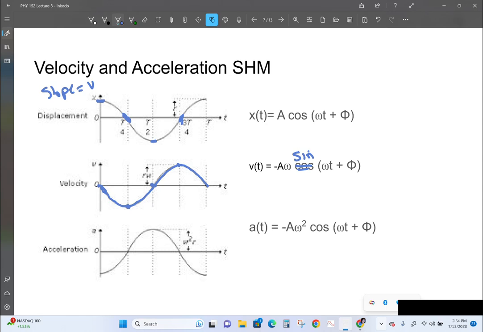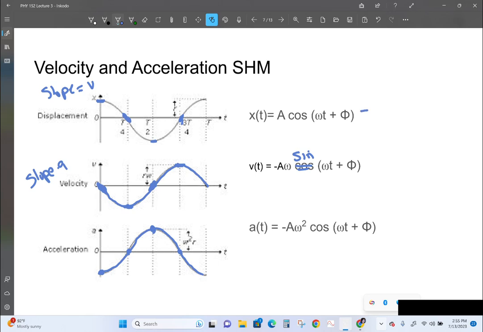And the slope of a velocity graph is acceleration. So if I take the slope here, it's going to be a negative number. If I take the slope here, it's going to be 0. Take the slope here, it's a positive maximum number. The slope is 0 here. So I get a cosine graph again, but it's upside down. So the generic formula for the acceleration will be negative A omega squared cosine of omega t.